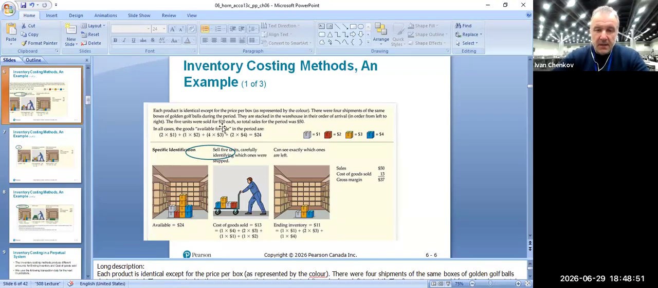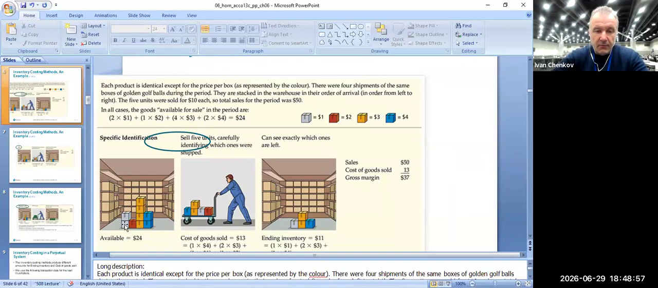First thing first, as you can see in this picture, we have 4 different types of boxes. Every type of box comes with a different cost. In total, we have 9 boxes. Now somebody comes and picks 5 boxes. That means we're left with 4 boxes. Now the question is, which boxes did this person pick up, and which boxes did we actually sell?